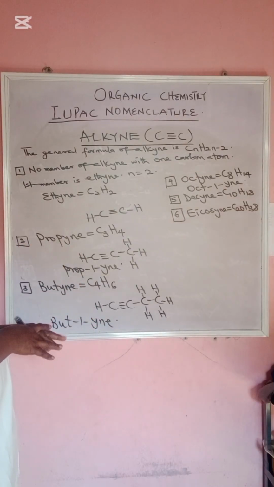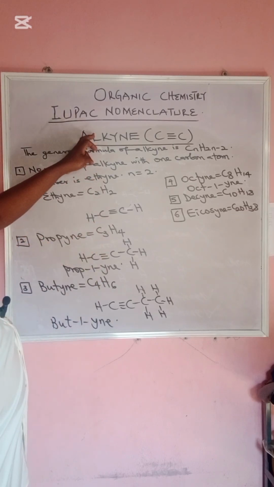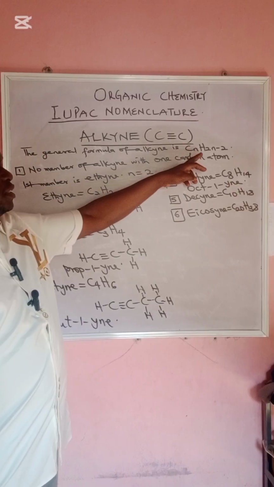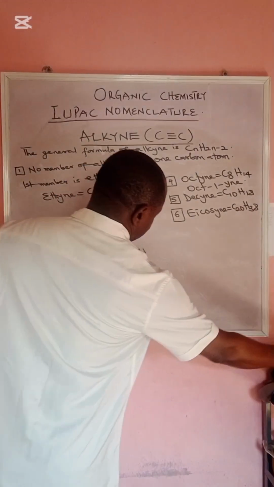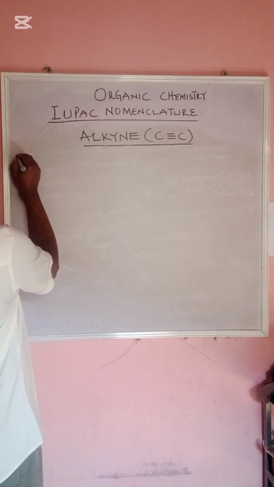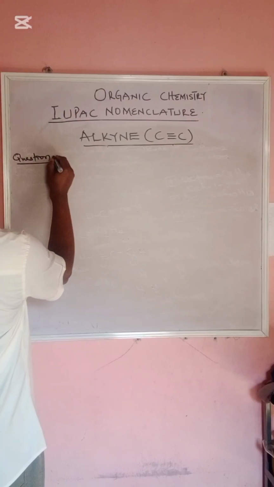That's the next thing. If the position is changed, always remember for alkyne, it is a triple bond, and this is the general formula. It's a triple bond unsaturated hydrocarbon. First, before we move to branching, let's see a question.